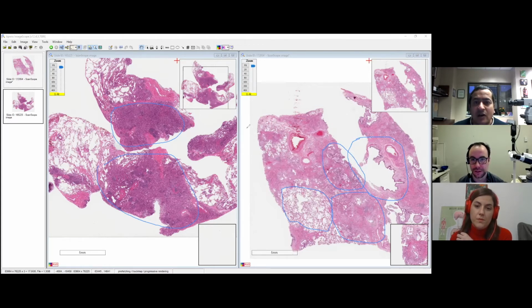So do I need to undo the annotate? Okay. I can clear them. There you go. They should be.